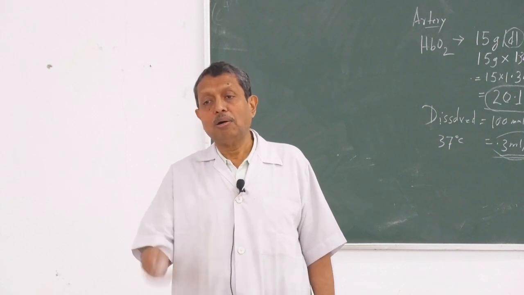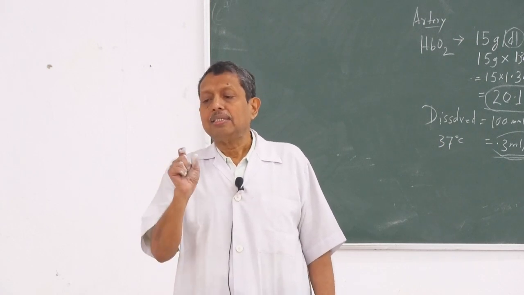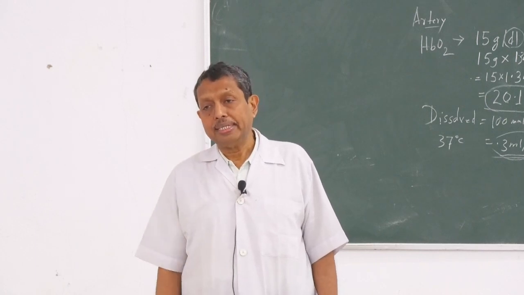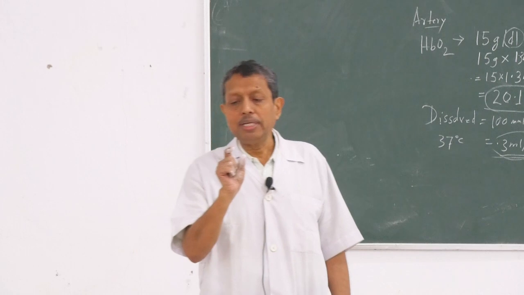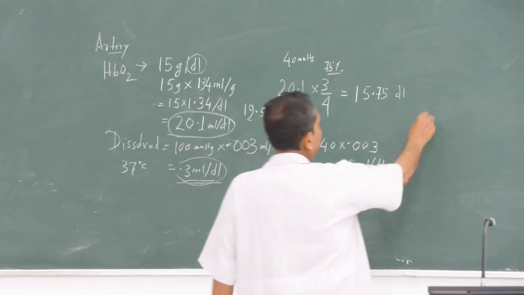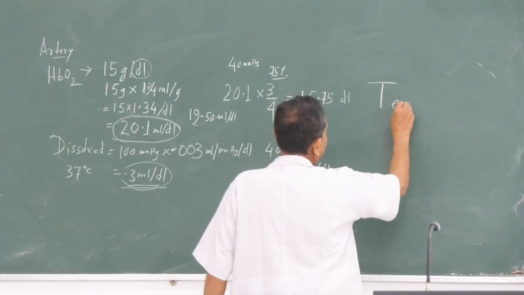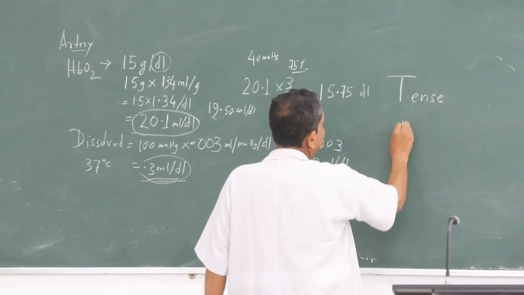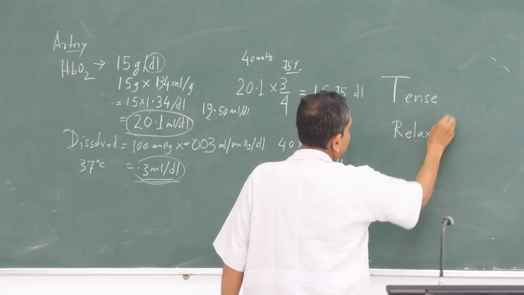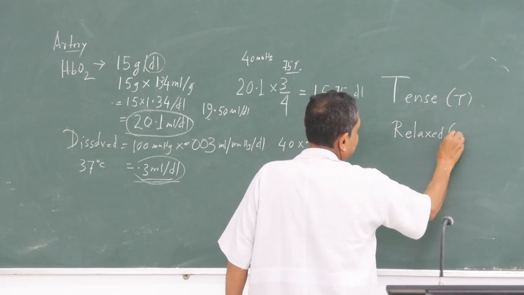And it is loosely bound, and there is some cooperative binding. In that sense, hemoglobin remains in two forms. One is the tense state, and another is the relaxed state, the T state and the R state.